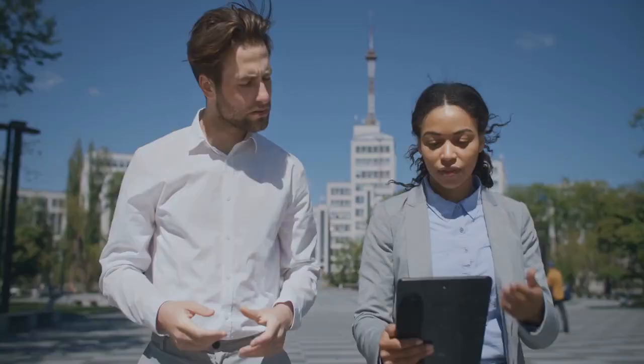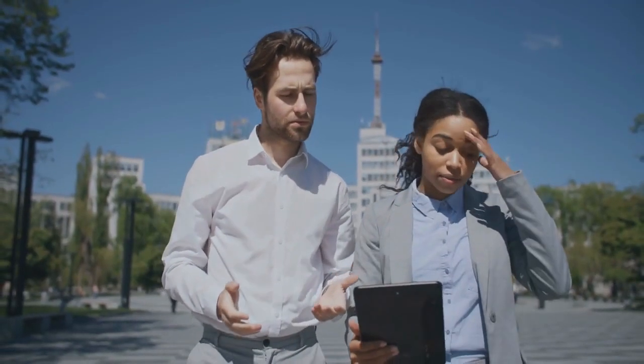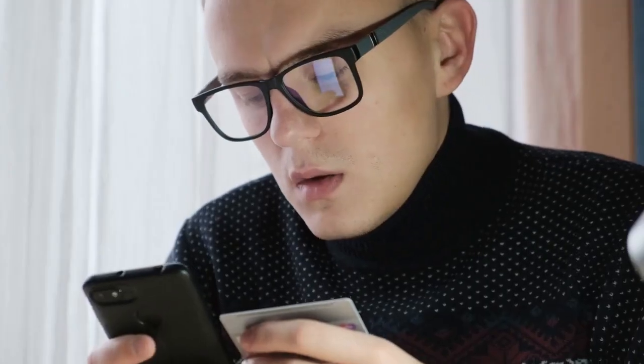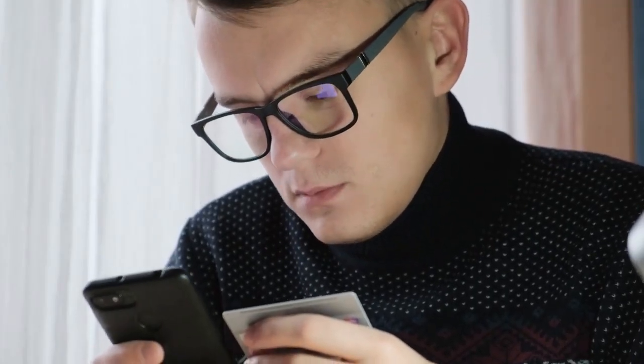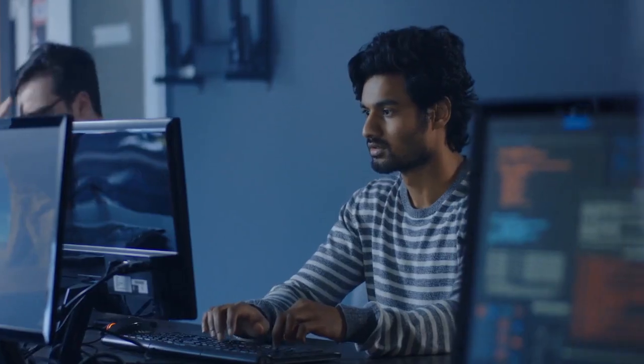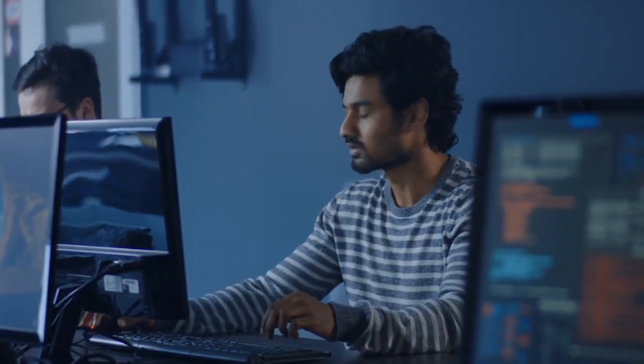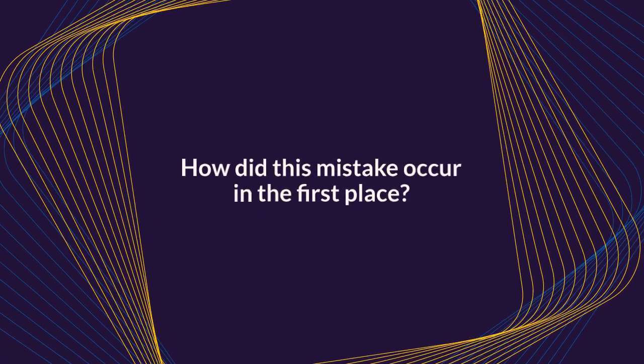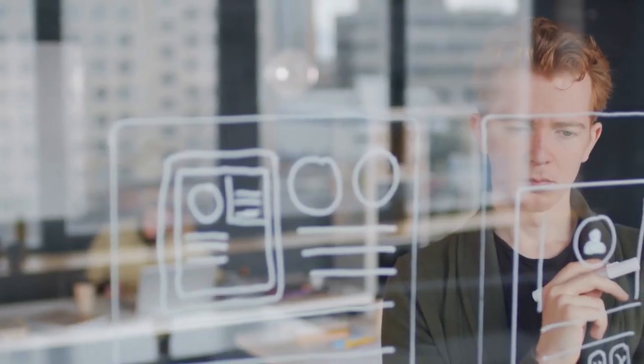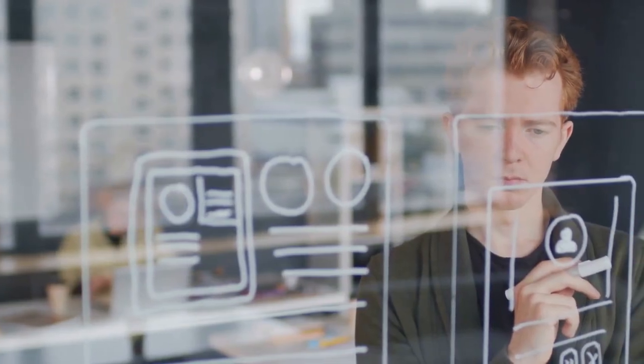The damage was done, and users were already frustrated. The immediate consequences of this mistake were severe. Users were confused, and many abandoned the platform altogether. The product's reputation suffered, and the developers were left scrambling to fix the issue. But how did this mistake occur in the first place? Was it a lack of testing, a failure in communication, or simply a designer's oversight? To understand what went wrong, we need to delve deeper into the background of this mistake.